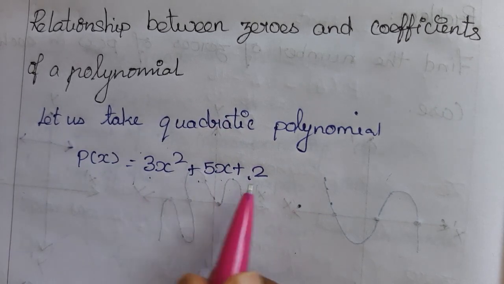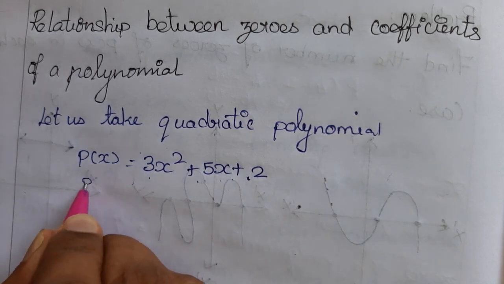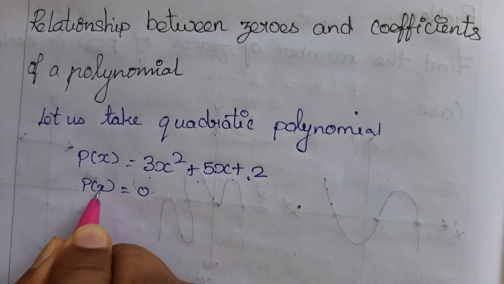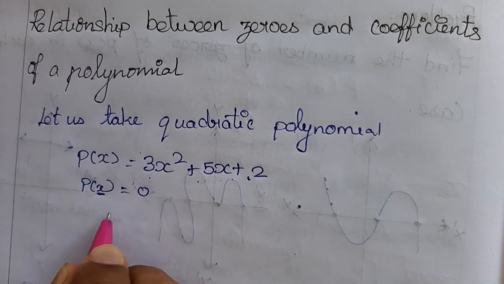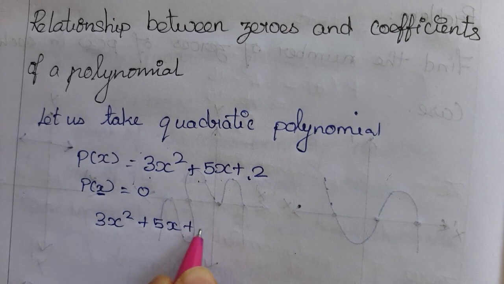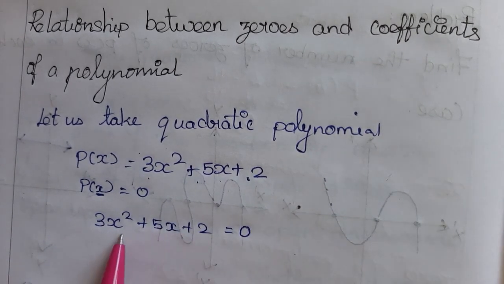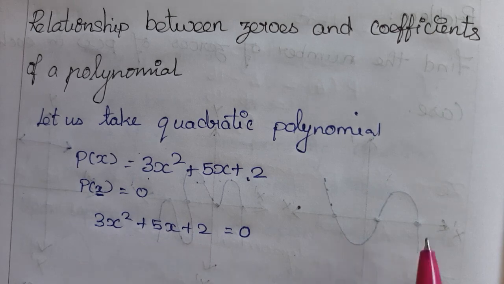The zeros means the expression will become zero, right? So considering the zeros, p of x will be zero for some value of x. So let me consider 3x square plus 5x plus 2 is equal to 0. Now we are going to factorize the given quadratic polynomial, right? We already know how to factorize.